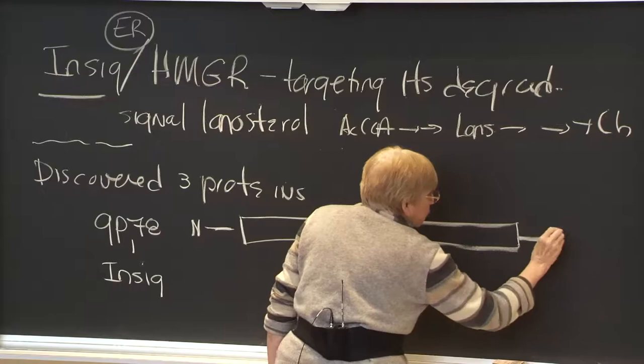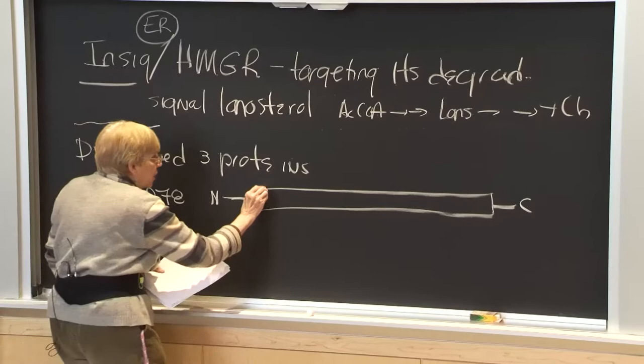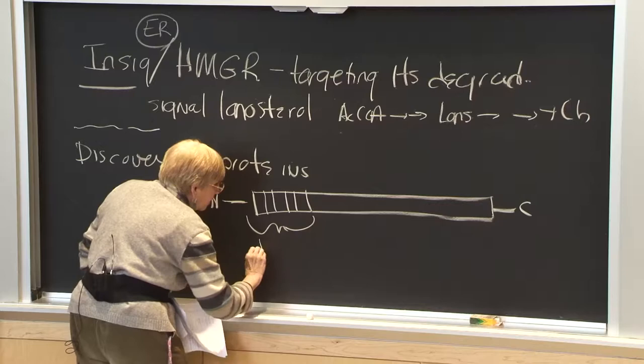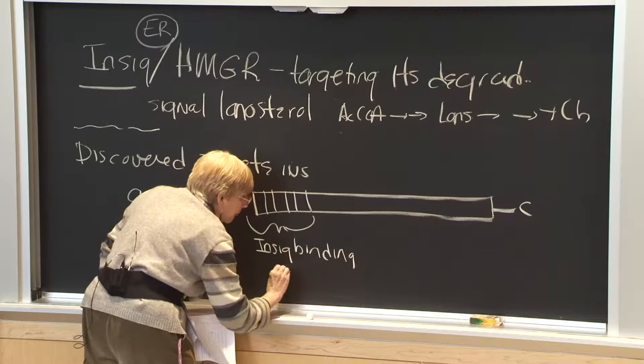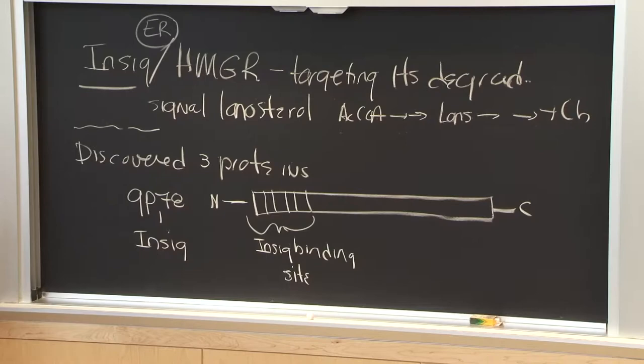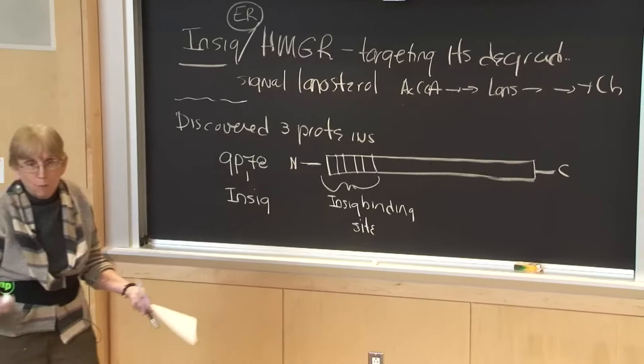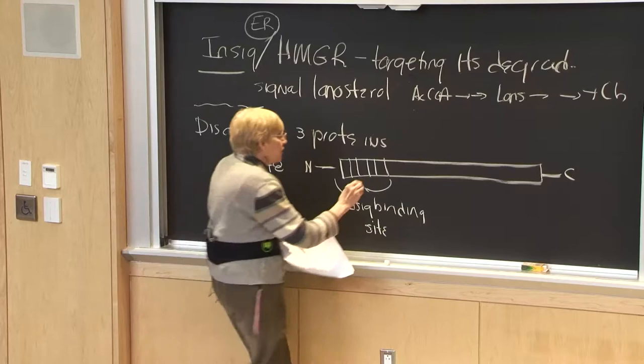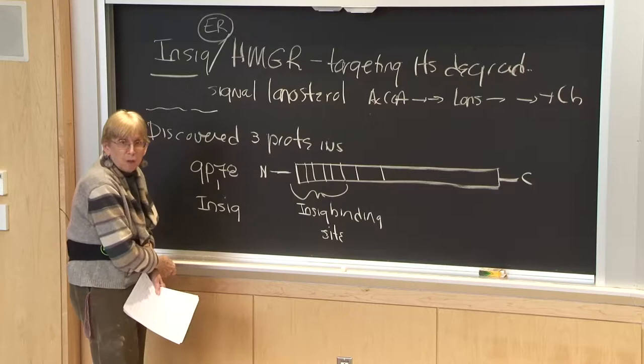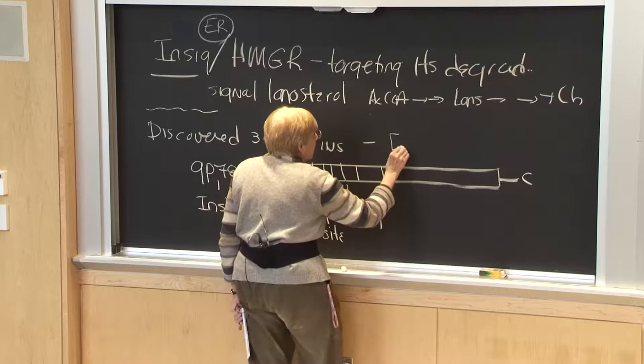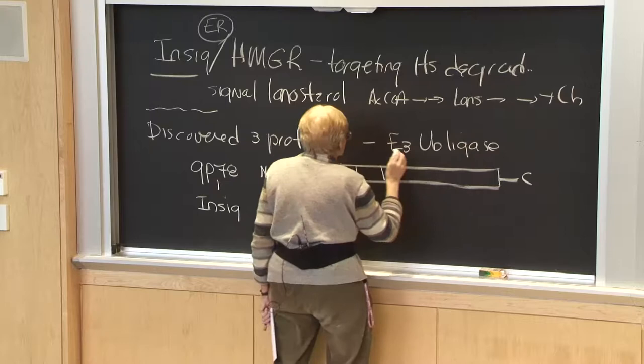Since we really know nothing about the detailed structures of these systems, what we know is at the N-terminus, we have an NSIG binding site. Okay, and so people had to study that, and how did they study that? Probably by mechanisms similar to what you thought about looking at problem set 7. It turns out that GP78 is a ubiquitin ligase, so it's an E3. So this is an E3 ubiquitin ligase. Okay, so GP78 is an E3 ubiquitin ligase.